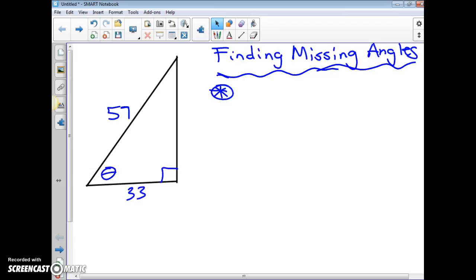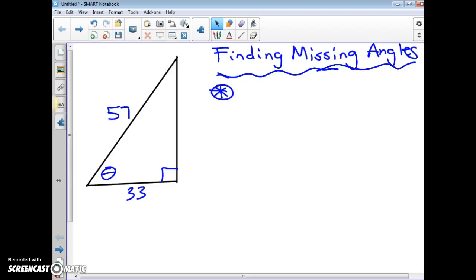Now that we know how to set up our trig ratios, let me show you some of the useful things that we can actually do with it. So here I have a right triangle. If I told you to find out what theta is, it's going to be kind of hard to do with what you've been taught in the past.